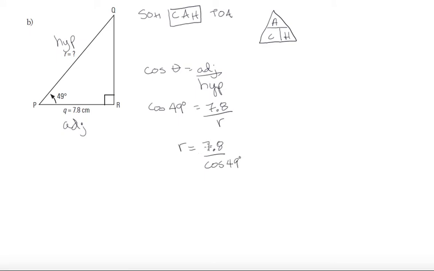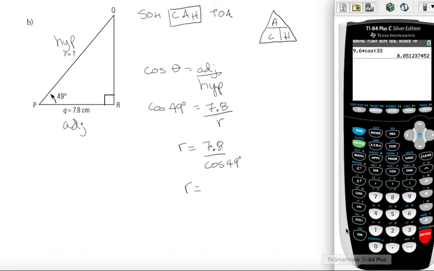And maybe you've noticed by now, we never divide cosine by something. You're always dividing by cosine or multiplying by cosine. So if you ever have cosine of something divided by the side, you don't have it set up right. Okay, so here's what we need to solve for. So r is equal to, let's plug that into our calculator.